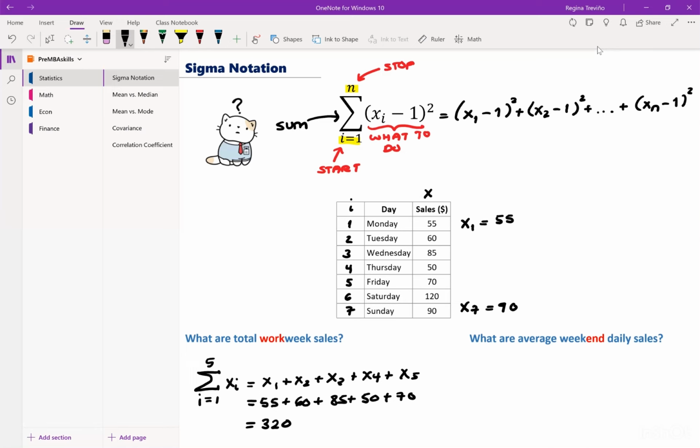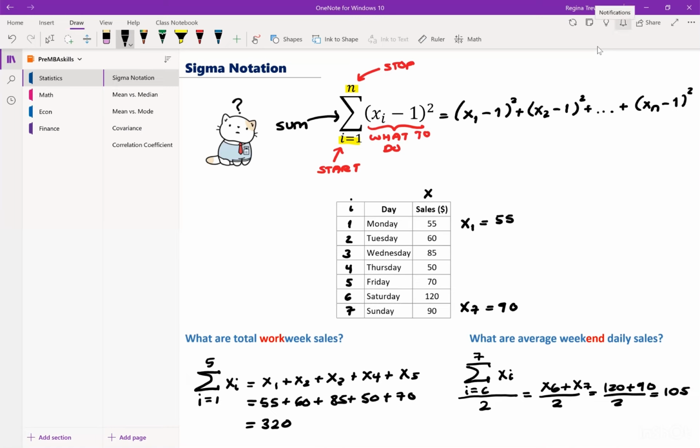Now let's calculate average weekend sales. So we need to start at i equals 6 and stop at i equals 7. We need to add up the daily sales and divide by 2 since we want the average. So this would be x6 plus x7 divided by 2. Look at the corresponding values on the table. 120 plus 90 divided by 2 gives us average weekend sales of 105.